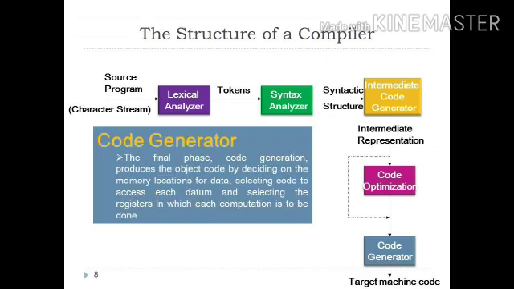The final phase is the code generator. In this phase, it produces the object code by deciding on the memory location for data, selecting code to access each datum, and selecting the register in which each computation is to be done. In this way, the source program is converted into target machine code.